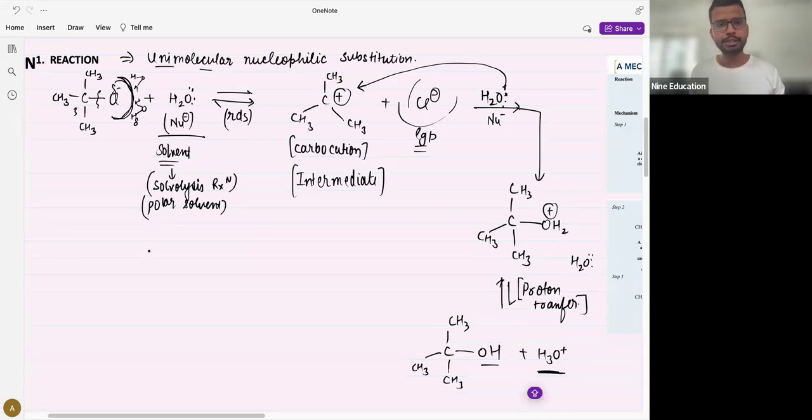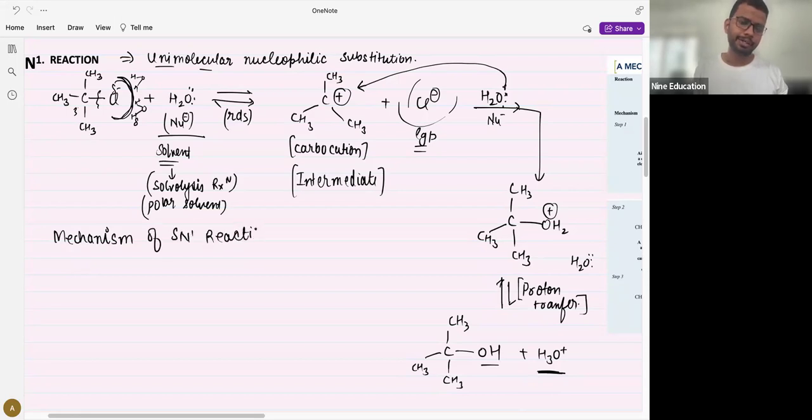So this is the mechanism of SN1 reaction.